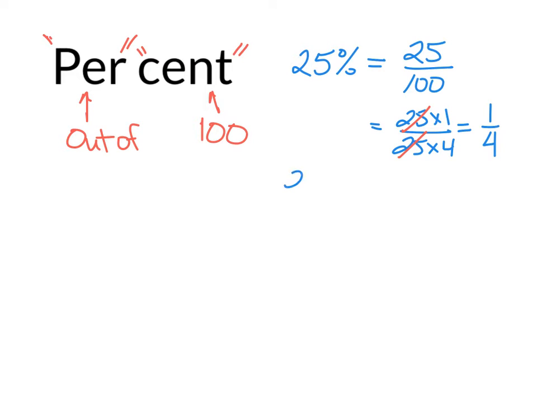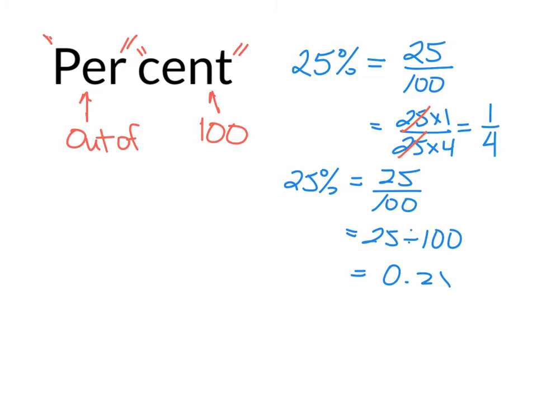We could also take that same 25% and first of all write it as a fraction, 25 out of 100. And in order to turn that into a decimal, we just divide. So 25 divided by 100. And we'll get 0.25. Let's try a few more examples and see if you can come up with a little pattern here.